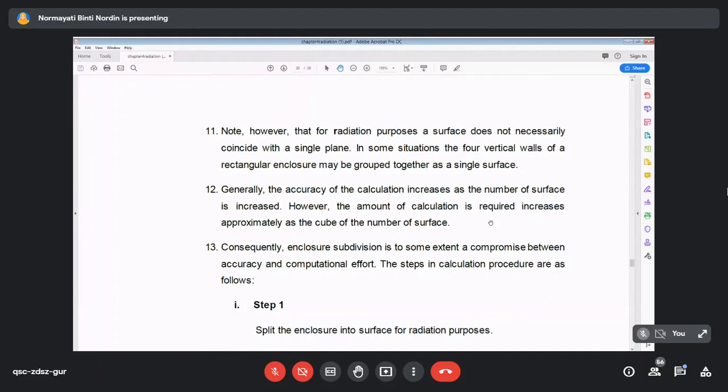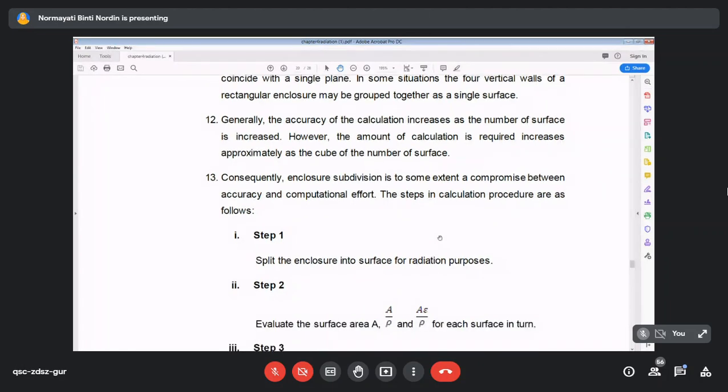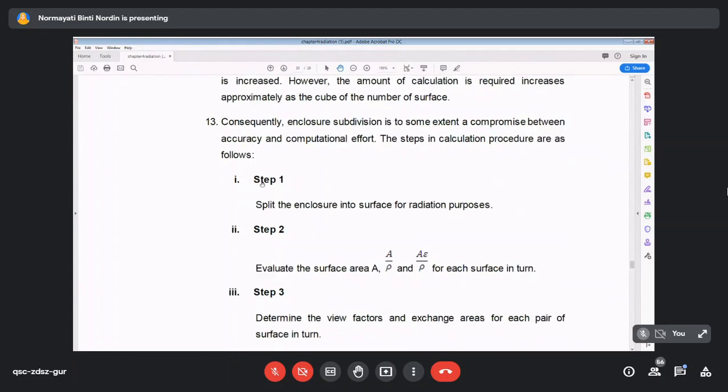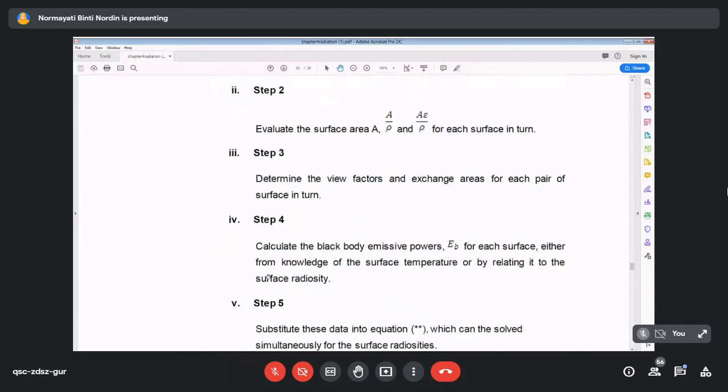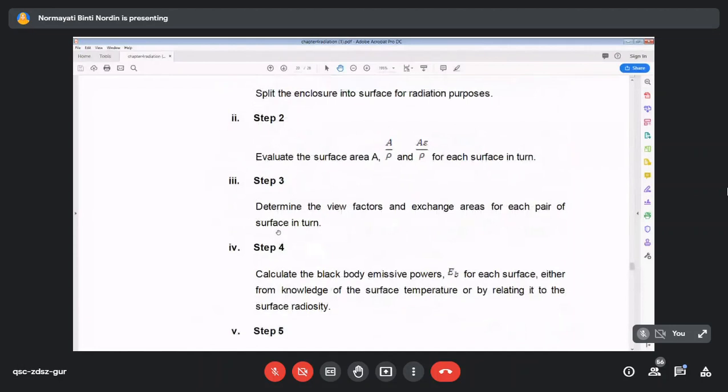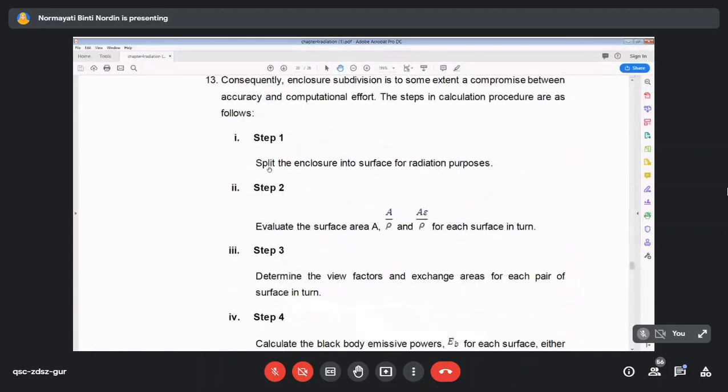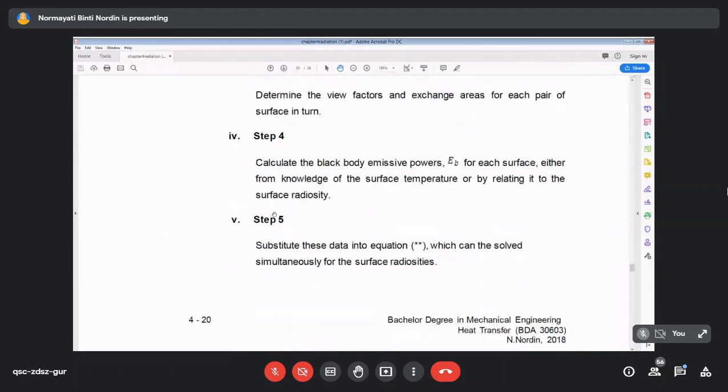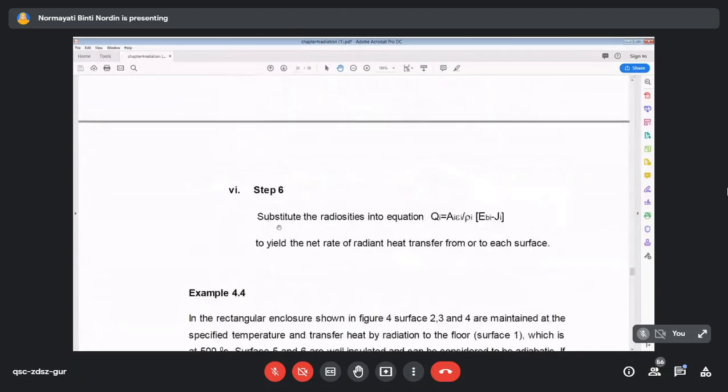But the amount of calculation required increases approximately as the cube of the number of surfaces. It will take more time for us to compute. Okay, so there has to be a compromise between accuracy and computational effort when you are splitting the zone. And the steps in the calculation procedure, you guys can follow. Just follow these steps systematically, so you can actually solve radiation exchange between surfaces. These are the basic steps you need to follow, which were discussed earlier.